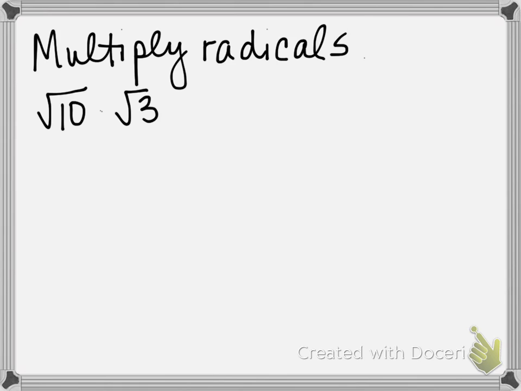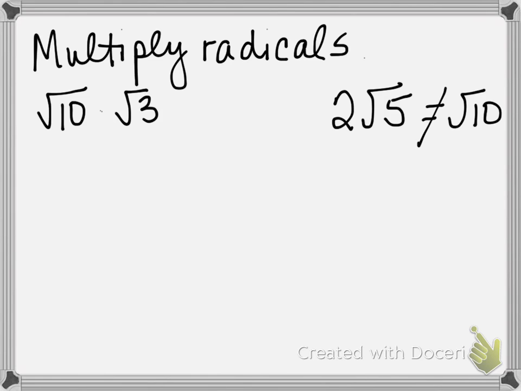If they're both under a radical, you can multiply them together, forming one radical. You cannot multiply a number outside of a radical to a number inside the radical. You can't go, hey, that looks like the square root of 10. That's not right. Okay? So that's not true. You cannot multiply a number outside the radical to a number inside.